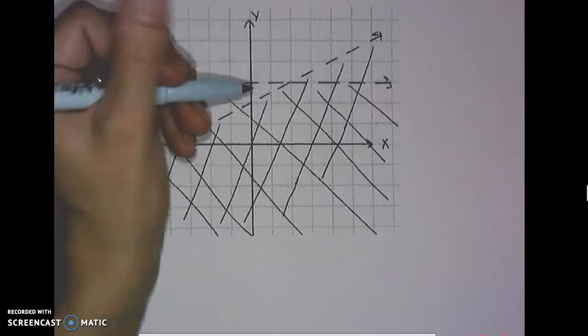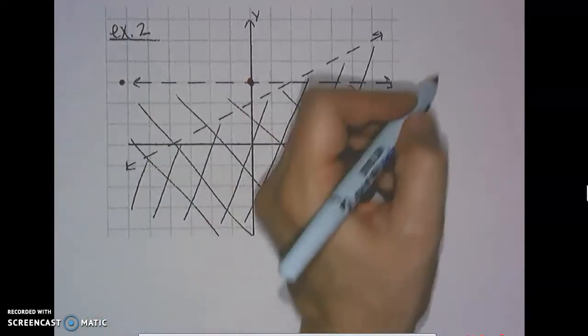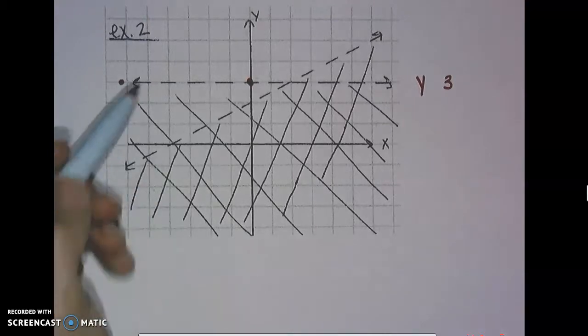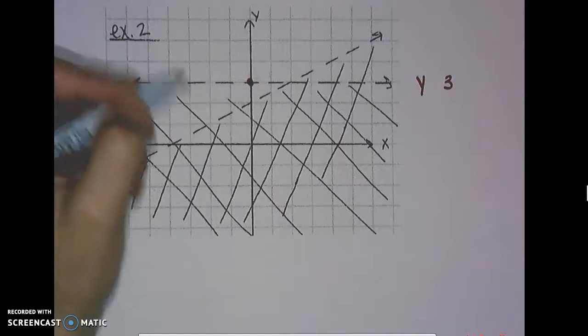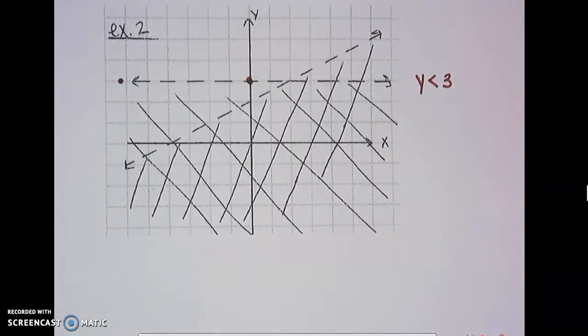And since this crosses the y-axis at 3, this inequality is going to be y and 3. Since it's dashed, we're not going to need the equal to piece, and the shading for this one is going down. So we're going to have y is less than 3. Okay, when it's just a horizontal line, it is y and the number.